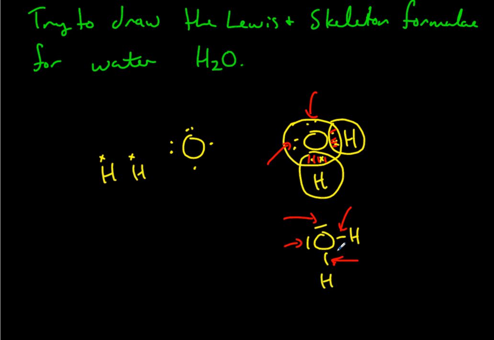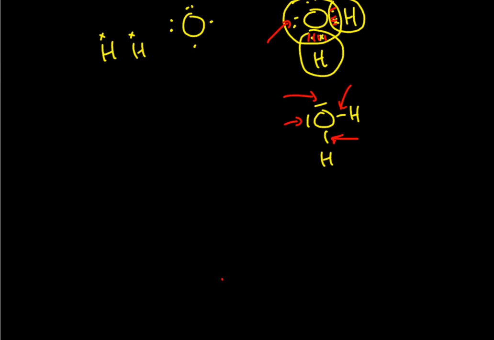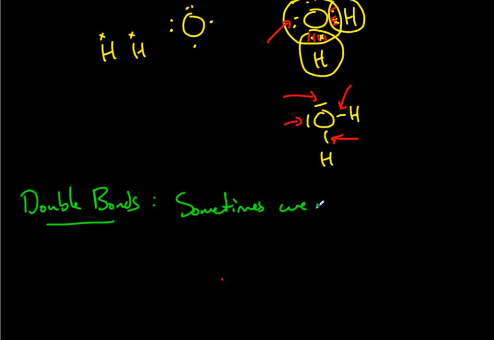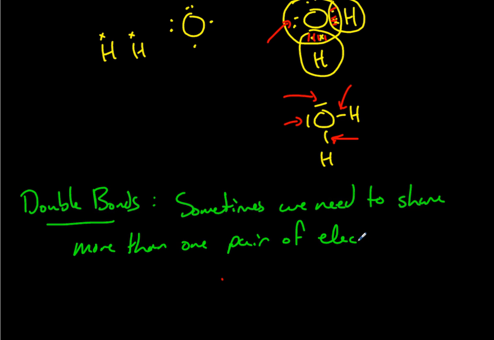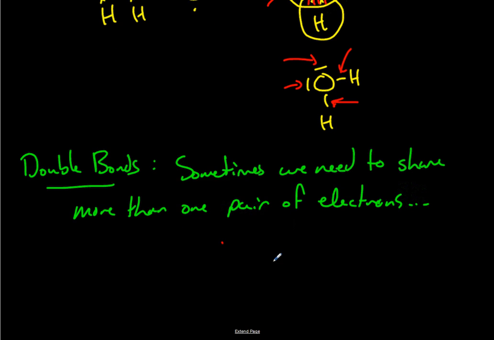Okay, awesome. So now I'm almost done, but I want to talk about double bonds. Sometimes we need to share more than one pair of electrons. So let's look at one prime example of that.